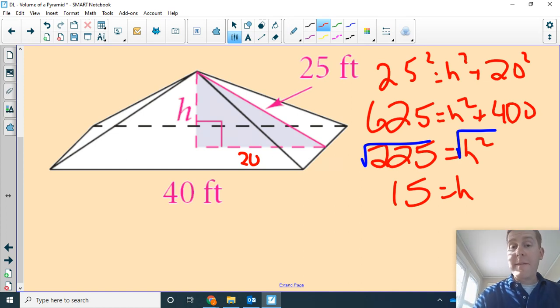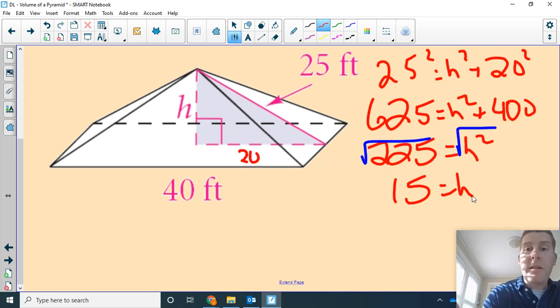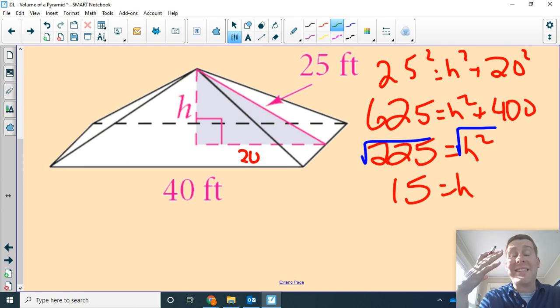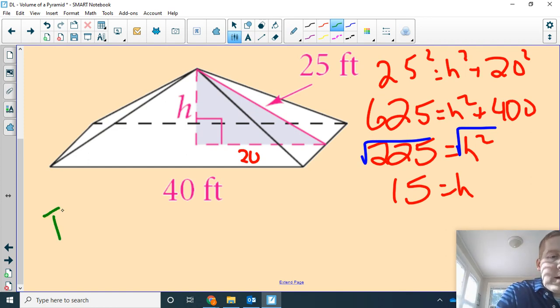The other thing we need to find the volume of a pyramid is the area of the base. So we're going to go ahead and find the area of the base. The beautiful thing, guys, is since it's a square, the area of a square is just side length squared, or you think of it as length times width. So my area of my base here is just going to be 40 times 40, which is 1600.